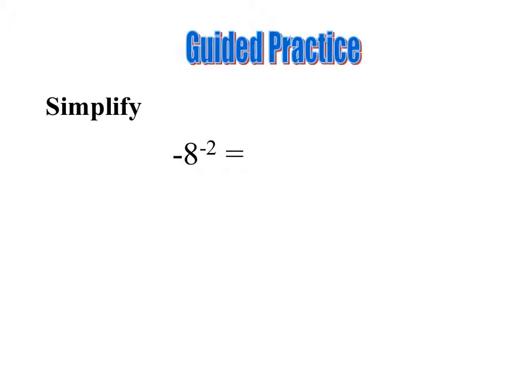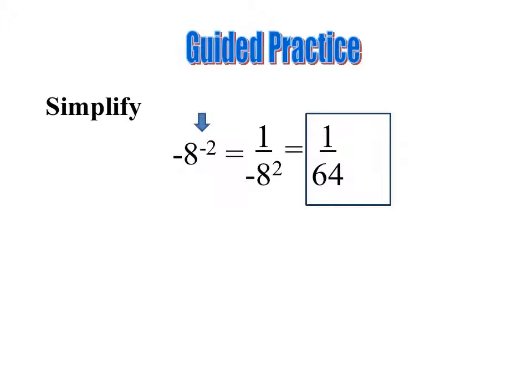Let's try this one. Negative 8 to the negative second power. Well, since the exponent is negative, I'm going to put that on the denominator. So that's going to give me 1 over negative 8 to the second power. Well, negative 8 times negative 8 is going to give me 1 over 64. Do we understand why it's not negative? The exponent tells me how many times to multiply the base times itself. So negative 8 times negative 8, a negative number times a negative number, gives me a positive number, 1 over 64.